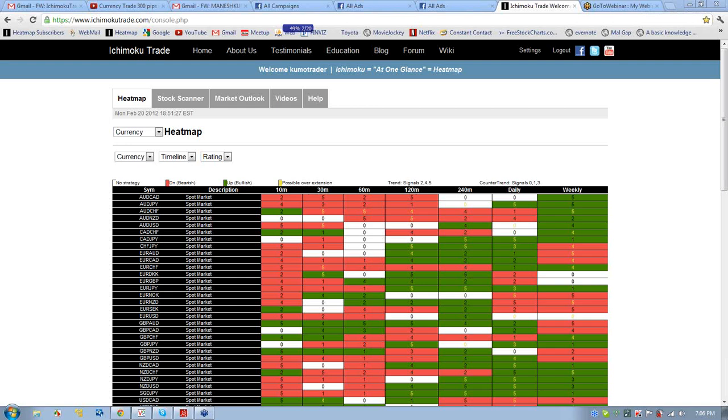Now, even though this is the heat map available on ichimokutrade.com, you don't necessarily have to know Ichimoku or use Ichimoku at all. You have the luxury of using your own technical system for these signals too. It works very well with them. We'll talk more about that in just a minute.